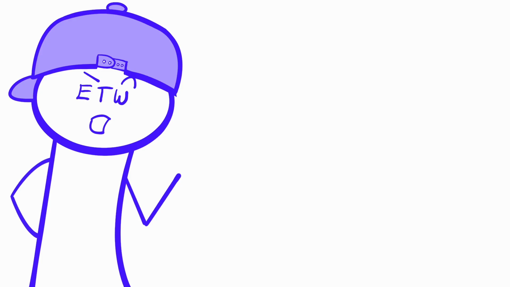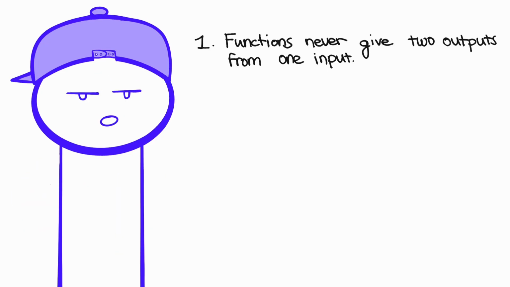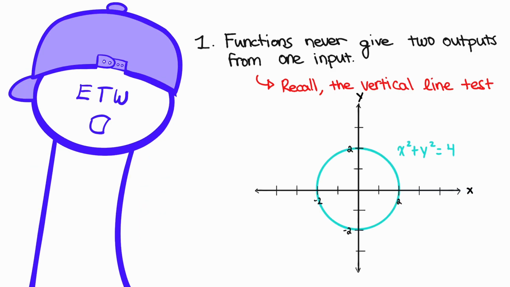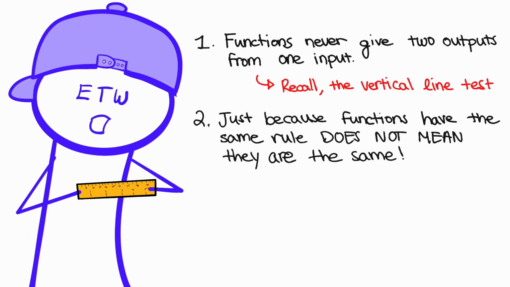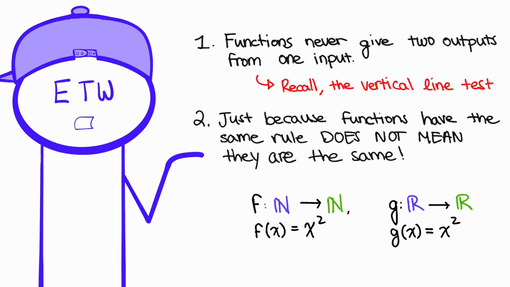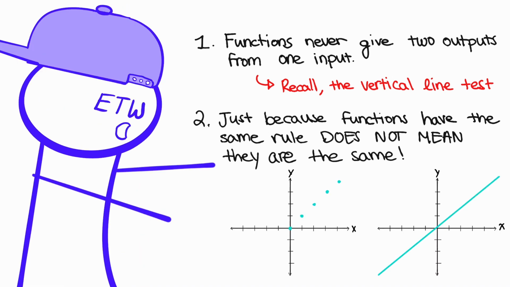A couple of last things. A function must never give two outputs. That is not a function. We always want one output for each input. That is why circles are not functions, because as you can see here, I am getting two outputs from one input. Secondly, using the same rule does not mean they are the same function. I can define f to be from naturals to naturals and g to be reals to reals. Just because we square both of them does not mean f and g are the same function. They are completely different, and you can see this visually too.